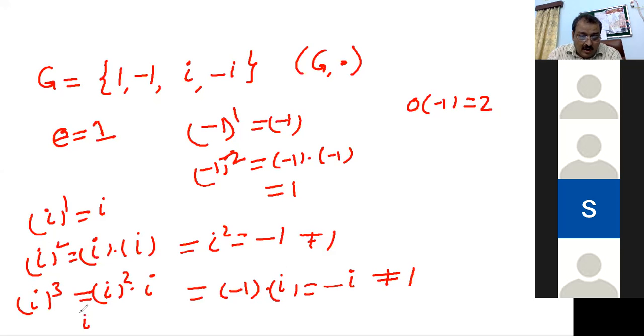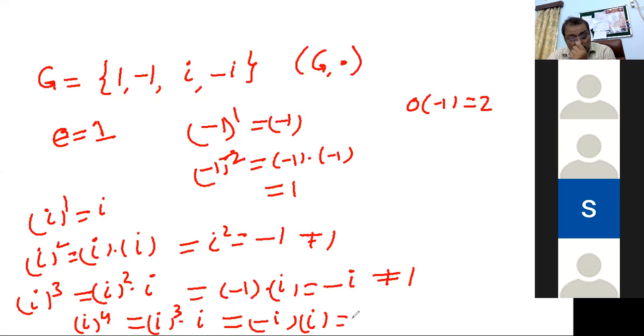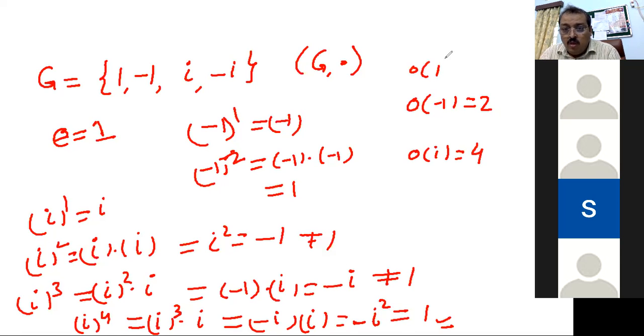Now we have to move to i to the power 4. So i to the power 4 can be written as i to the power 3 into i. i to the power 3 we already calculated, this is equal to minus i, and you have i. So what is this? This is equal to minus i square, and that is equal to 1, because i square is equal to minus 1, and minus of minus 1 is the identity. This is equal to the identity element. So the order of i is equal to what? The order of i is equal to 4. Order of 1 is equal to 1.